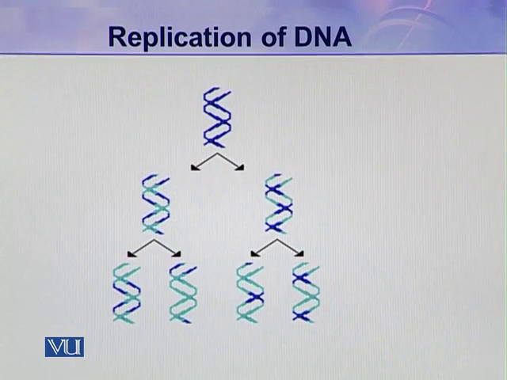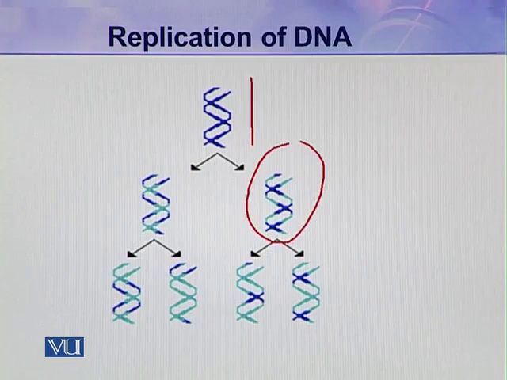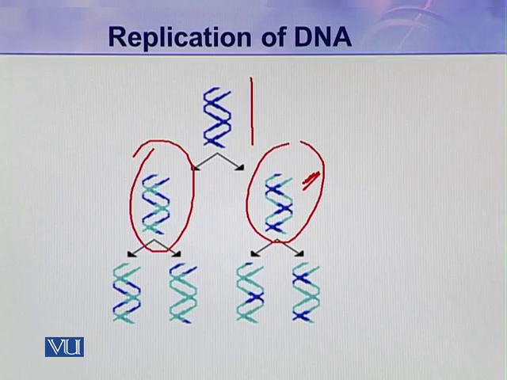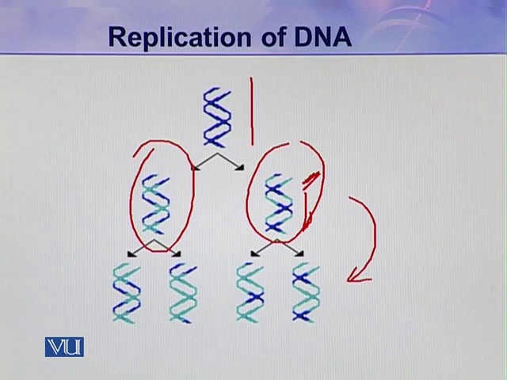As you can see in this figure, this is a parental molecule, and after replication, both of these DNA molecules contain some segments from the original parental DNA molecule, and some segments are newly synthesized. Similarly, in the next cycle again, some of the segments in this molecule are parental, while some are newly synthesized. So this type of replication model is called dispersive replication.